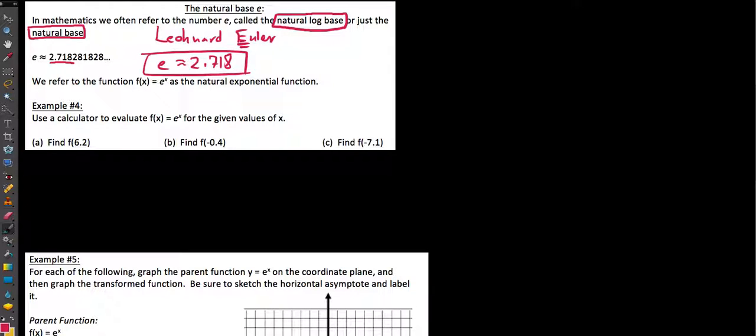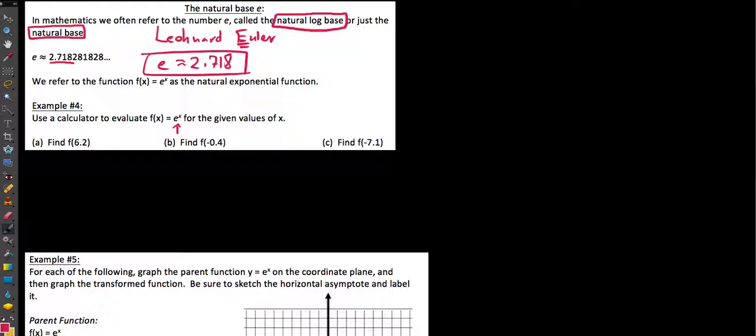But we are often going to be in the practice of using 2.71828 and so on as our base. As shorthand, we're not going to write 2.718-ish. We're going to use the exact value. We're just going to say e to the power of x here.